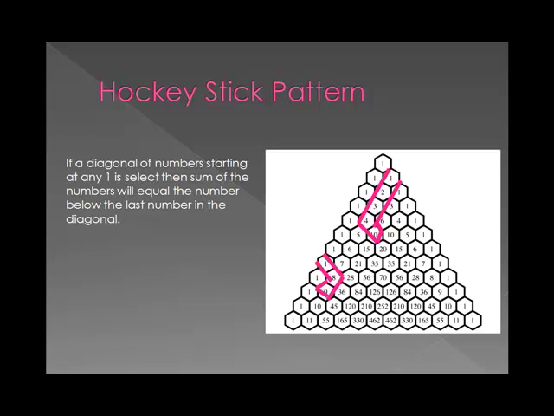Another example would be if we start at the 1 in row 7 and went to the 8 in row 8. 1 plus 8 equals 9. 9 is the number under 8. This pattern will work with any diagonal starting at 1.